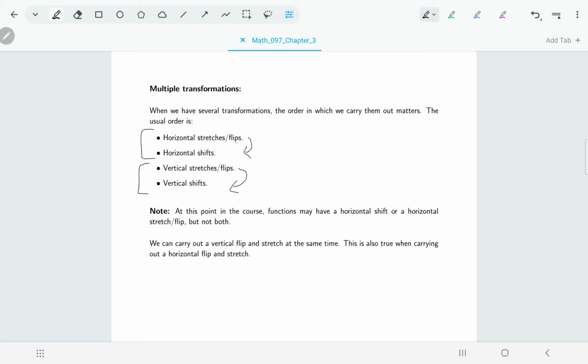Even though they really are two separate transformations, I'm not going to split it into two steps. I'll do those both all at once. So if I had a vertical stretch and also a flip, or also a horizontal stretch with a flip, I would do both of those transformations simultaneously. So when I look at a function, I'm going to have to think about what the transformations are and also the order in which I'm going to carry them out.